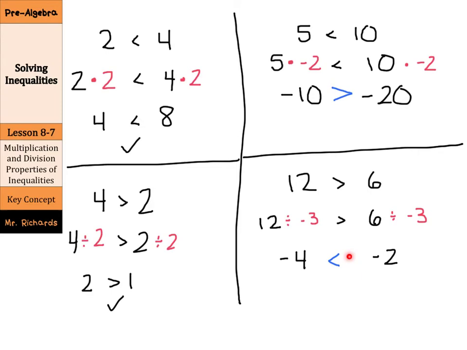So when you have positive numbers being multiplied or divided on both sides, you don't reverse the inequality. But when you take a negative number and multiply or divide on both sides of an inequality, you do need to reverse that inequality.